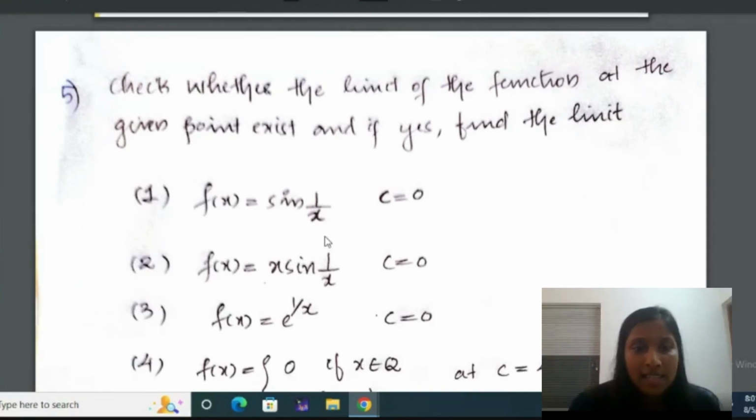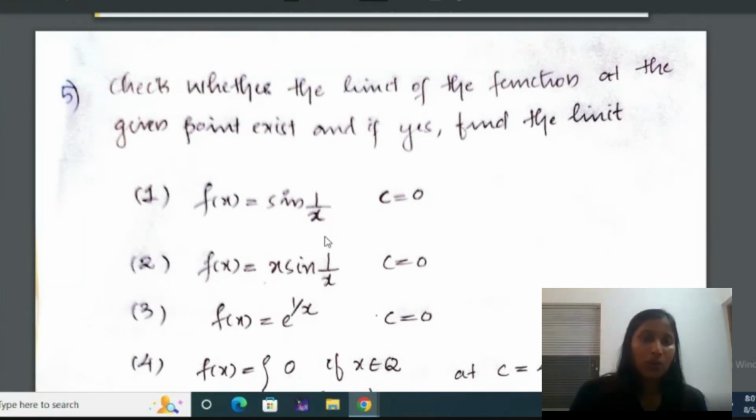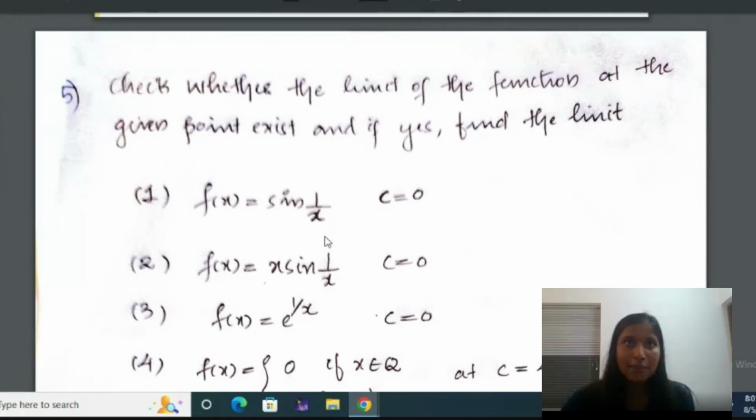First one, limit does not exist. Yes, limit does not exist at 0. Okay, my question is, what about the points other than 0? Just a side question: points other than 0, whether the limit exists or not, say x equal to 3 for sine 1 by x. Okay, we can come to that. It is an oscillating function.